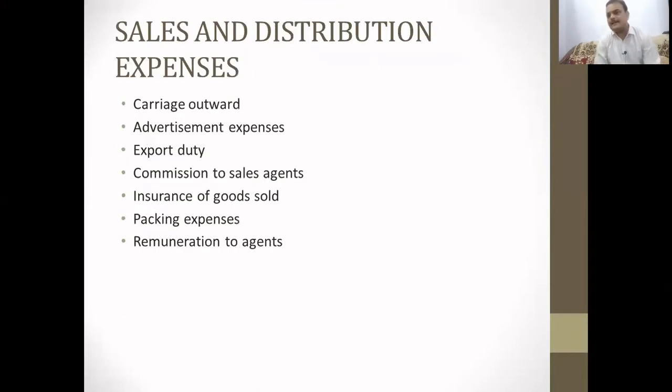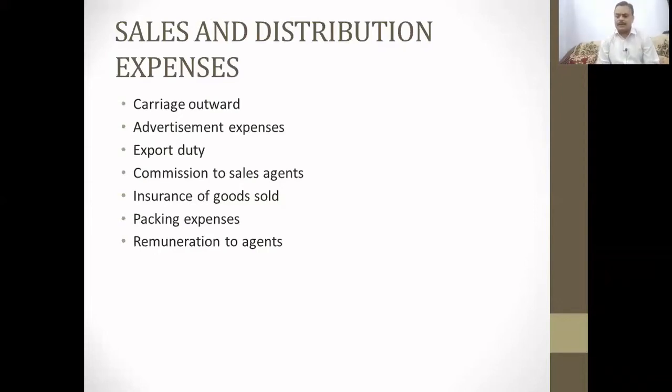Now, selling and distribution expenses. Selling and distribution expenses are those expenses which occur at the time of selling of our goods. So the selling and distribution expenses are like carriage outward, advertisement expenses, export duty, commission on sale, commission to sales agent, insurance. So what is carriage outward?